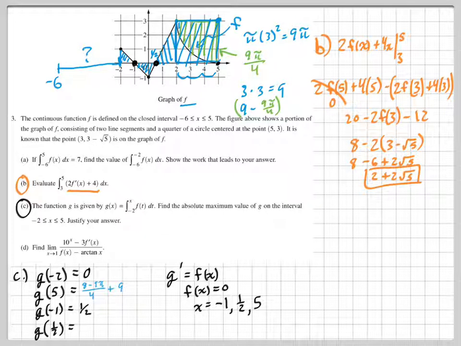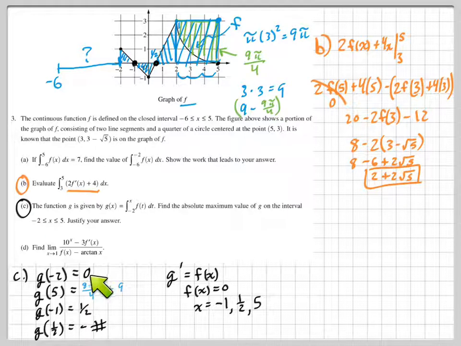So g of negative 1 is 1/2. And then when you try to find g of 1/2, you're going from negative 2 to 1/2. And if I'm thinking about that, negative 2 to 1/2, I know that this area is bigger than this area right here, so I know this is going to be a negative number. So I don't even do all the work to find that value. I just know it's negative, and I'm looking for an absolute max. 0 is greater than that, so it automatically gets eliminated.